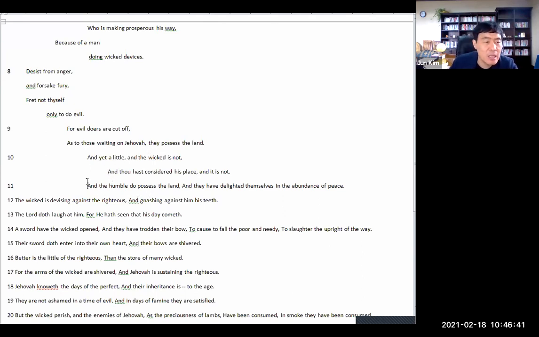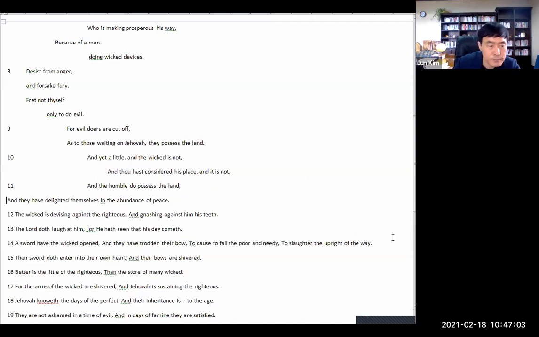So I want to say this one should be parallel to the wicked, under the main idea of the evildoer and the wicked. Are you following me? So this one belongs to it. And they delight themselves in the abundance of peace. The humble possess the land, and they delight themselves in the abundance of peace.